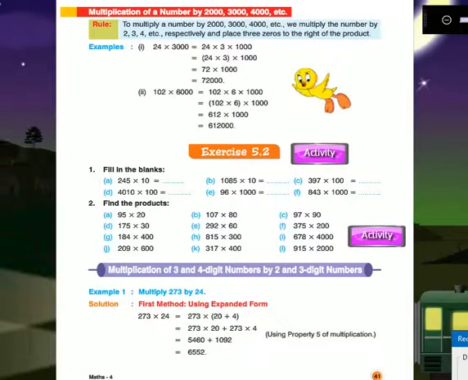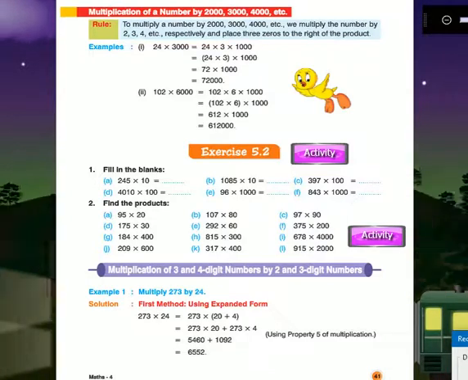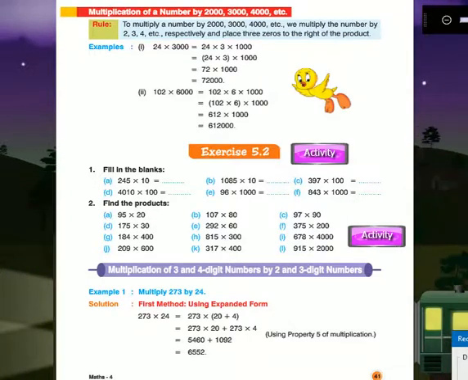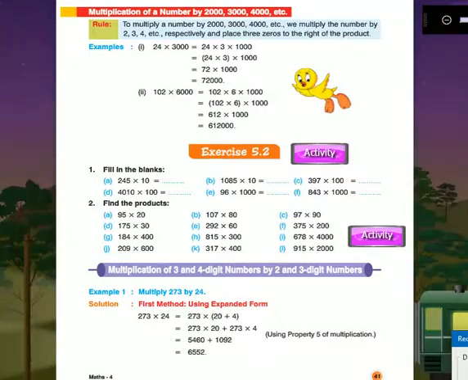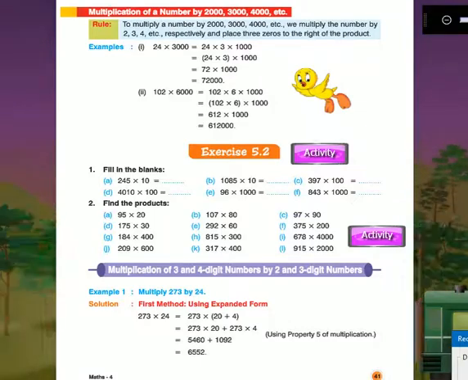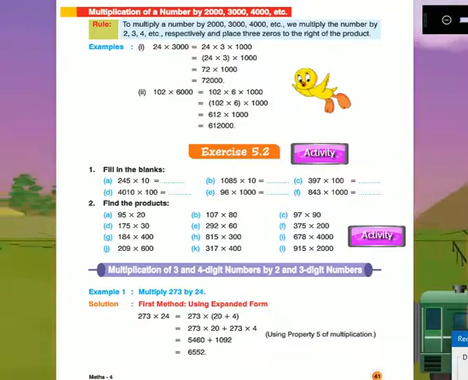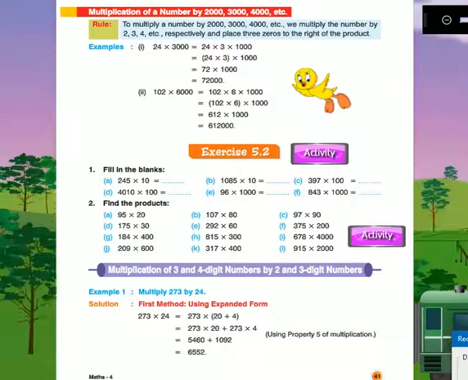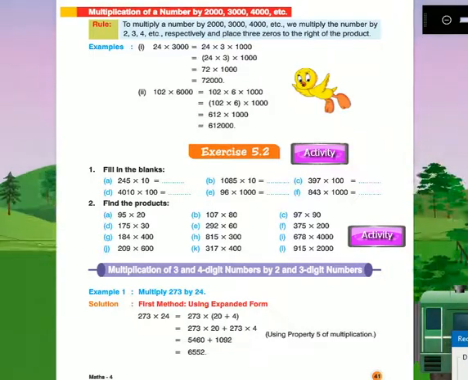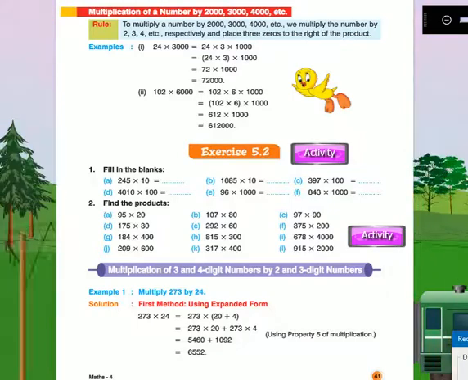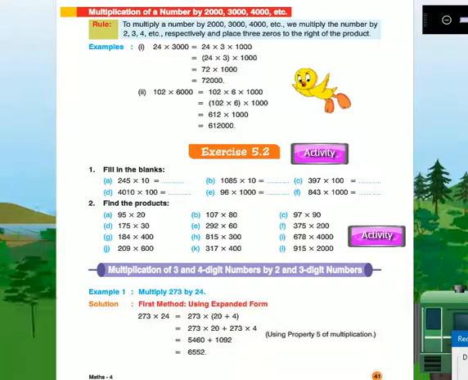Like this. Multiplication of a number by 2000, 3000, 4000, etc. Rule: to multiply a number by 2000, 3000, 4000, etc., we multiply the number by 2, 3, 4, etc., respectively and place three zeros to the right of the product. Here are the examples. Isn't it easy, children?